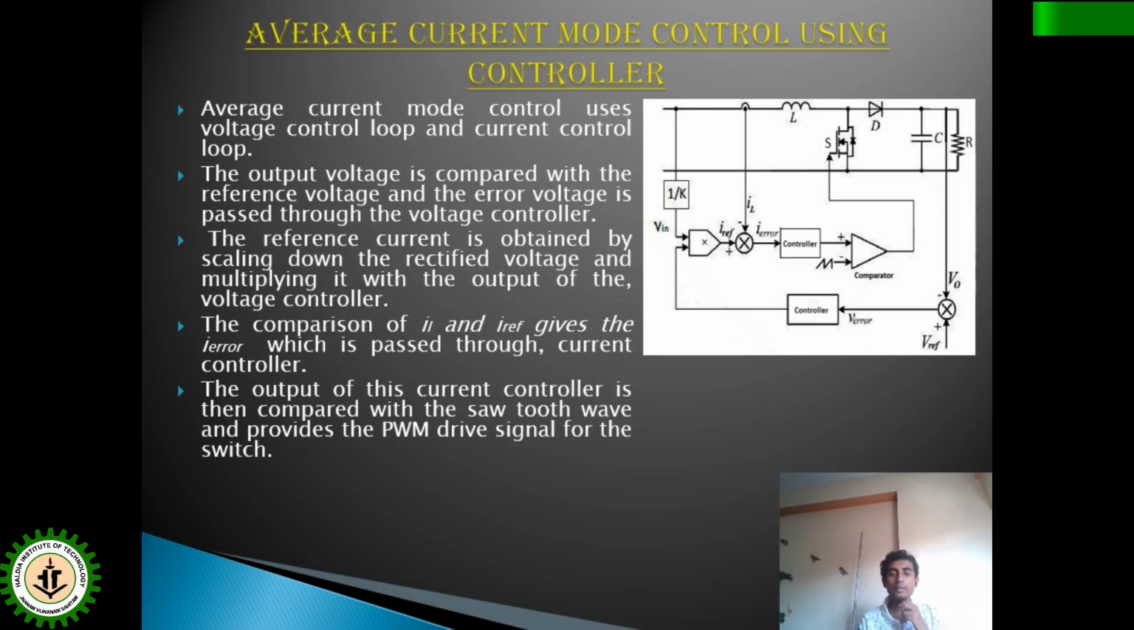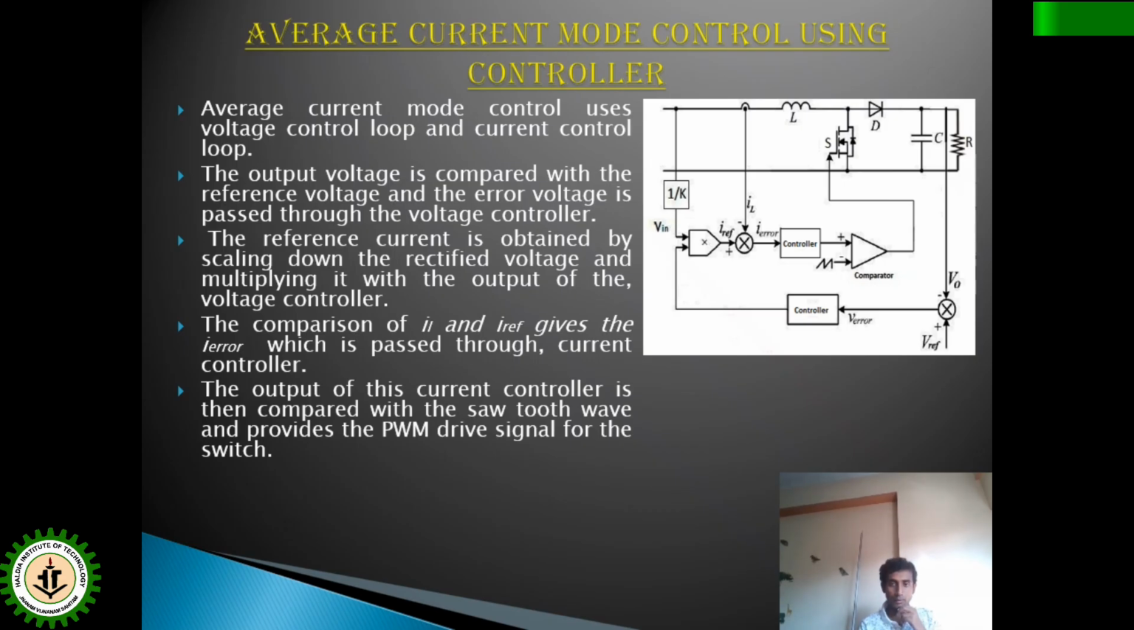Now this is how we can make the current follow the reference signal. First, the output voltage V0 is sensed by a sensor, and a reference voltage is given as per the requirement. The difference between the reference voltage Vref and the output voltage V0 is the error voltage. That error signal will be fed to a controller. That controller can be any controller: PI controller, PID controller, or any other controller.